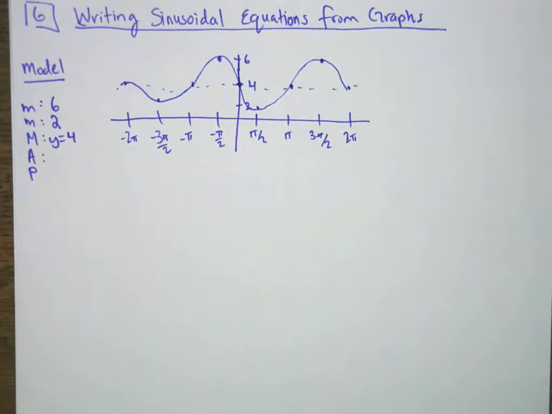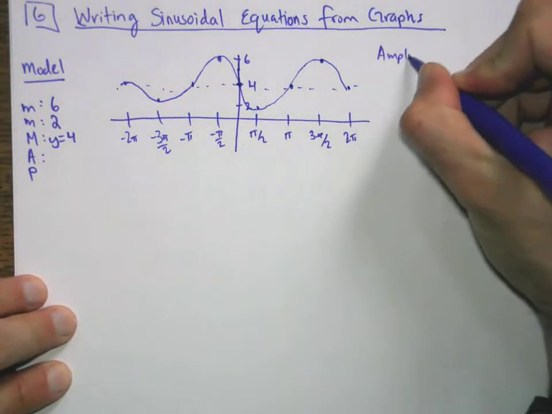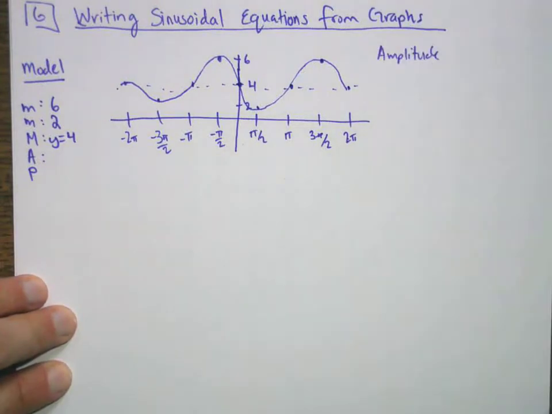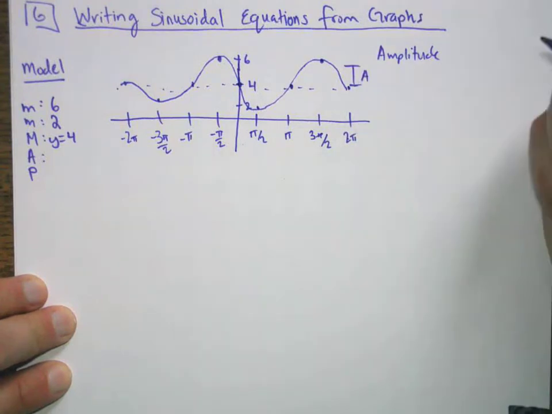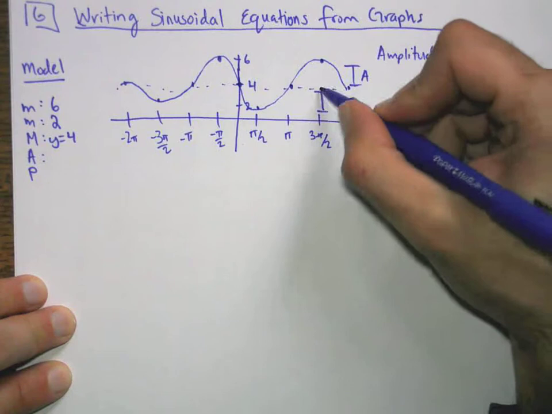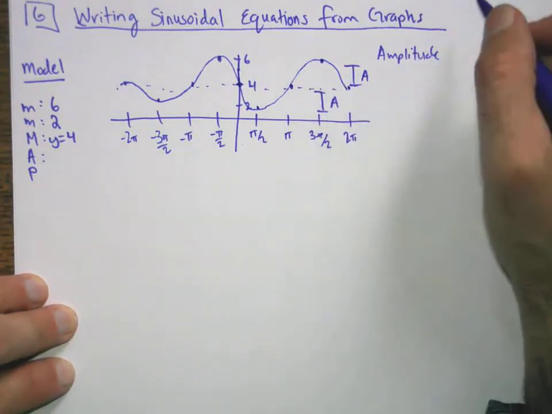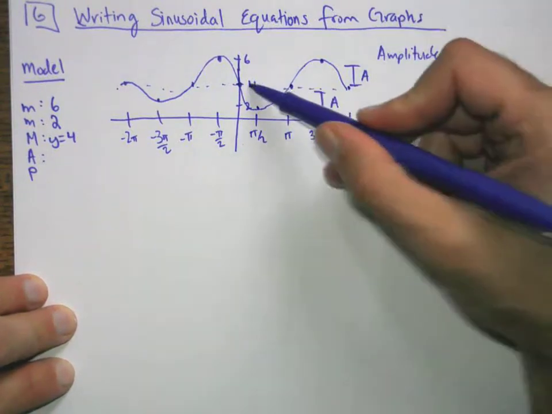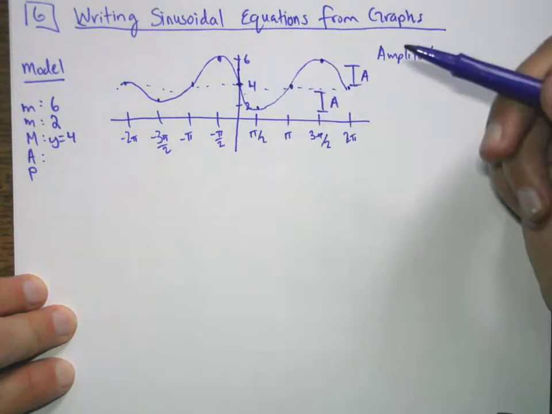Now, it's a little less clear how to do the rest, but not much. Remember that the amplitude is the distance from the midline to the maximum or from the midline to the minimum. Those are both represented by A. So what's the difference from here to here? 4 minus 2. What's the difference from here to here? 6 minus 4. It's the same. So our amplitude is 2.